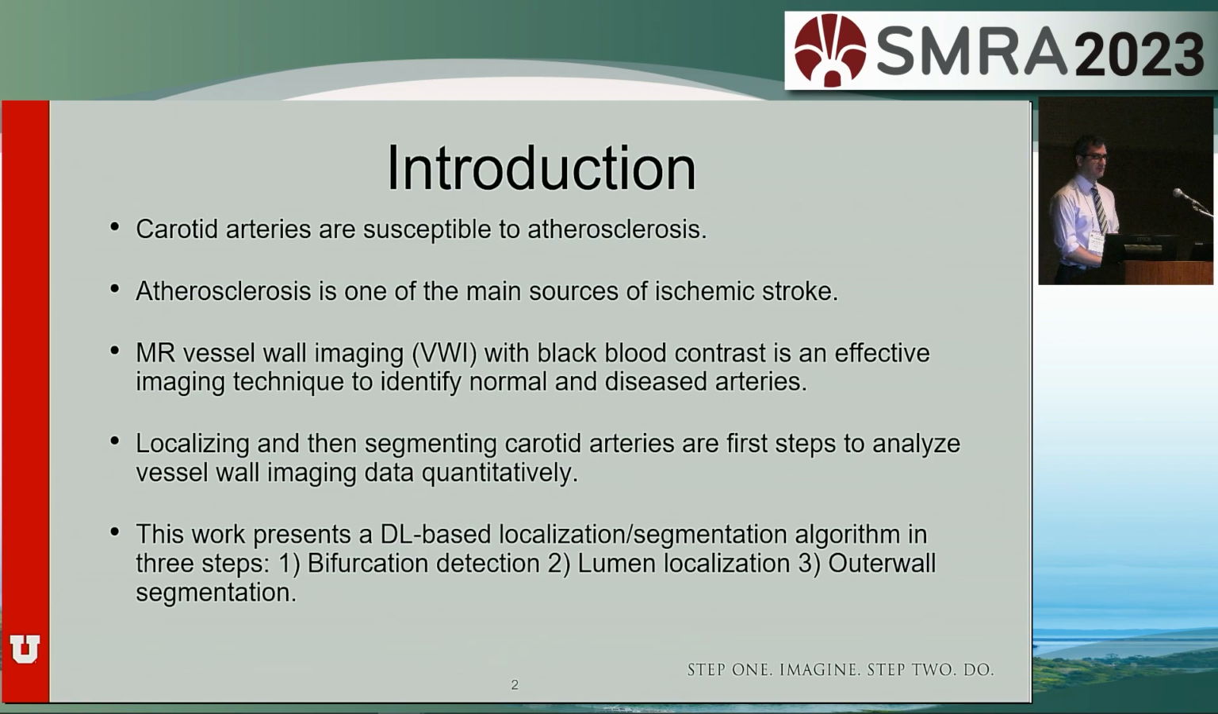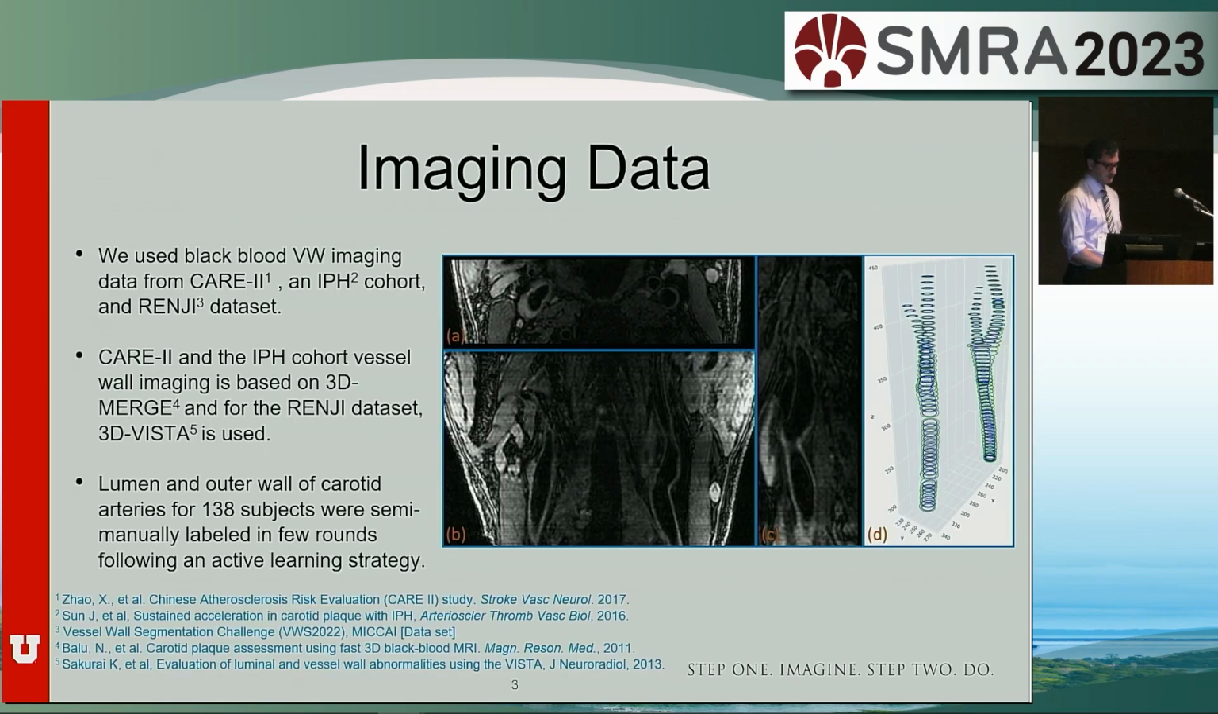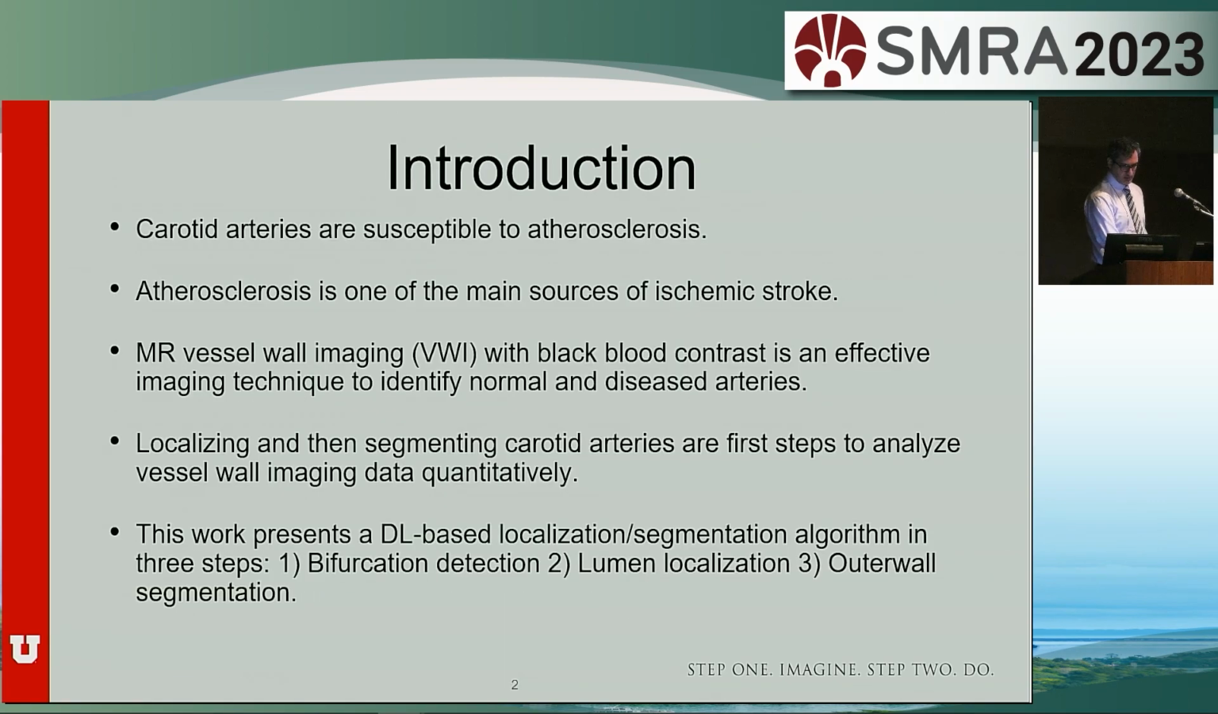And this framework is designed for when a human reviewer wants to segment the carotid artery from the imaging data. That is, typically we find the bifurcation first, and then we trace the lumen to localize the carotid arteries, and after that we are able to do the outer wall segmentation.